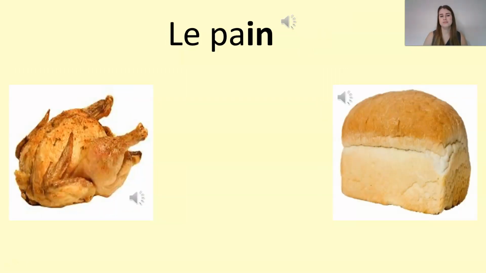Right, we've just done this one. Miss Humphrey's favourite one is over there on the left, so we know it's not that one. Le pain. Which one is le pain? Is it going to be our chicken or is it going to be our bread? Shout it out. Good, it's going to be our bread. What's the French word for chicken? Woohoo, le poulet. Oh, Miss Humphrey's favourite word.